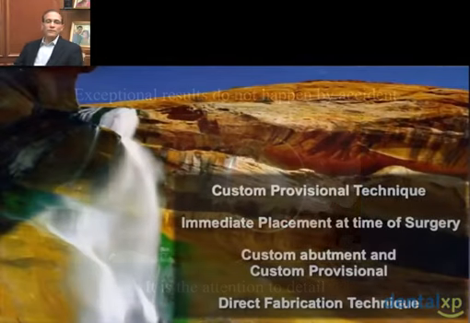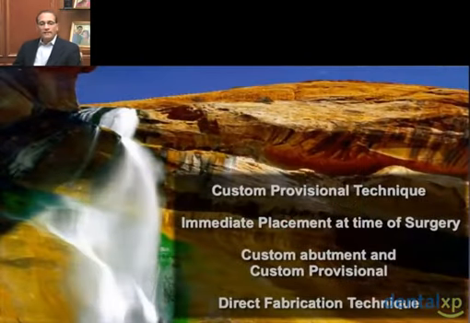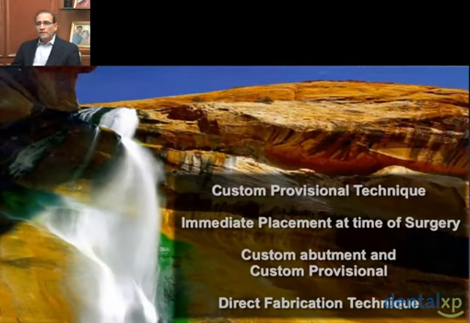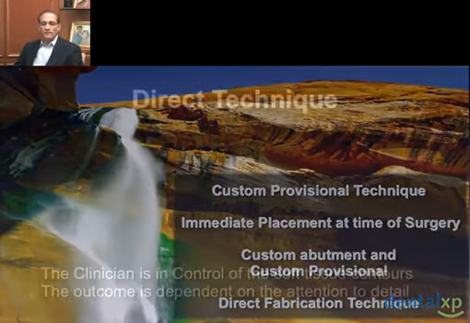Now we're going to talk about the custom provisional technique. This is going to be the immediate placement at the time of surgery. So our patient has lost the tooth, but we've decided that there has been enough initial stability with placement of the implant that we can go ahead and immediately load this implant and create a provisional at the time of surgery. Now again, at this stage we can choose to do a custom fabricated chairside, or we can do the direct fabrication or an indirect fabrication, depending upon your comfort level.